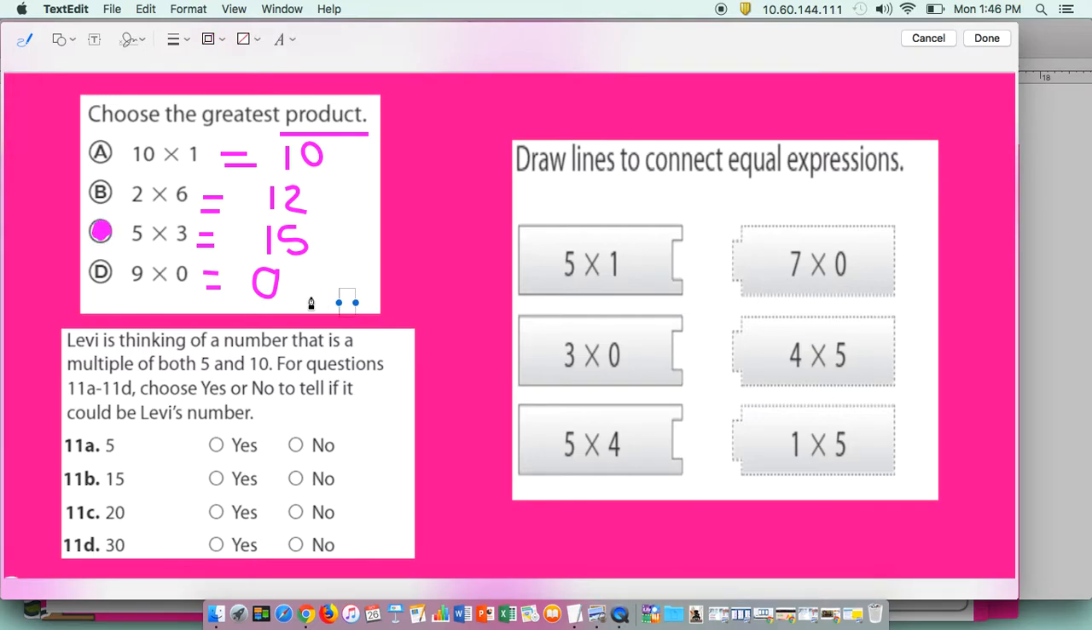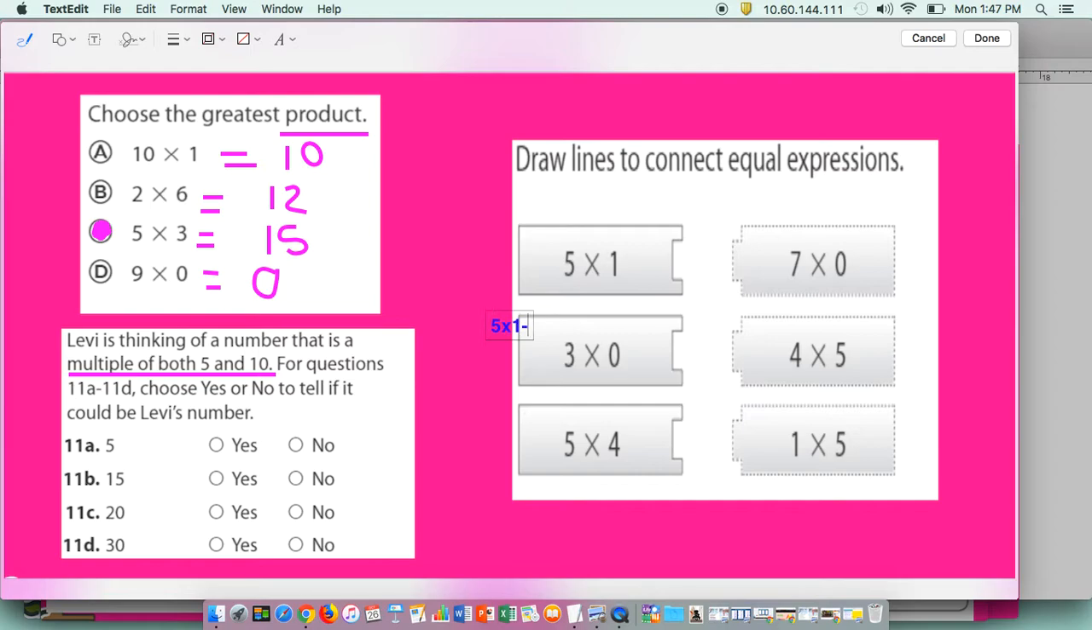Alright, next question. Levi is thinking of a number that is a multiple of both 5 and 10. Multiple of both 5 and 10. For questions 11A through 11D, choose yes or no to tell if it could be Levi's number. Alright, so for this one, I want you to write down all the multiples of 5 and all the multiples of 10. The way to do this is by writing your multiplication tables.